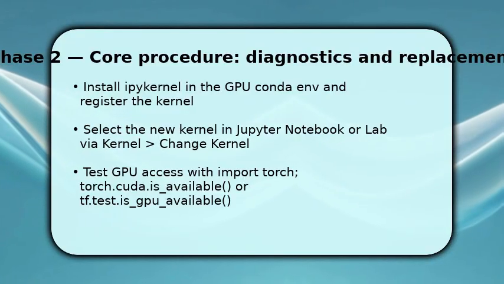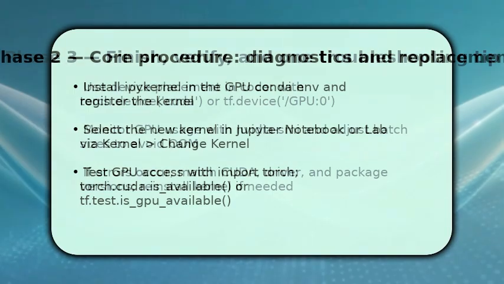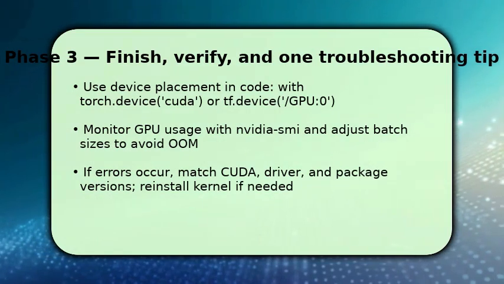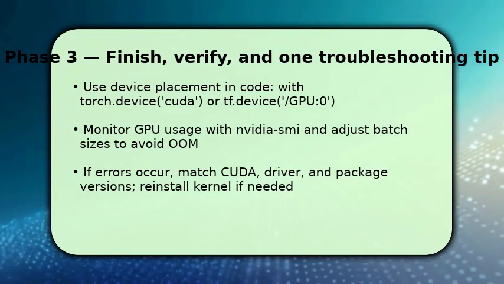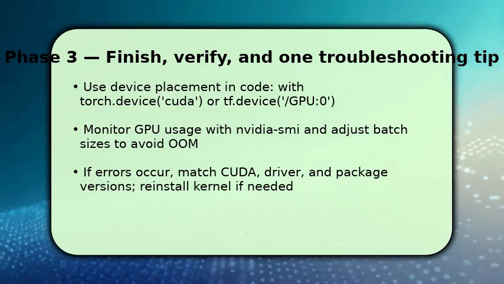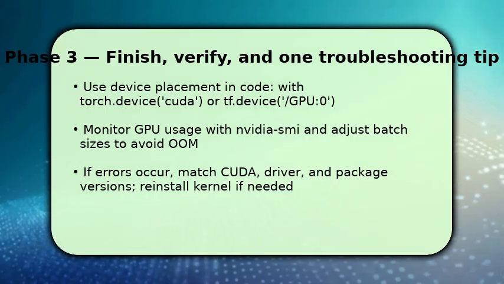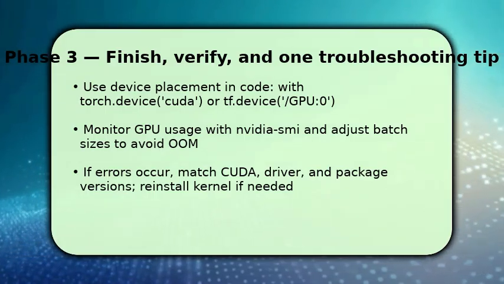To finish, explicitly place tensors and models on the GPU. Use model.to('cuda') or with tf.device('/GPU:0'), so you avoid accidental CPU fallback. Monitor nvidia-smi while running to watch memory and utilization. If you hit out of memory, reduce batch size or use gradient accumulation.